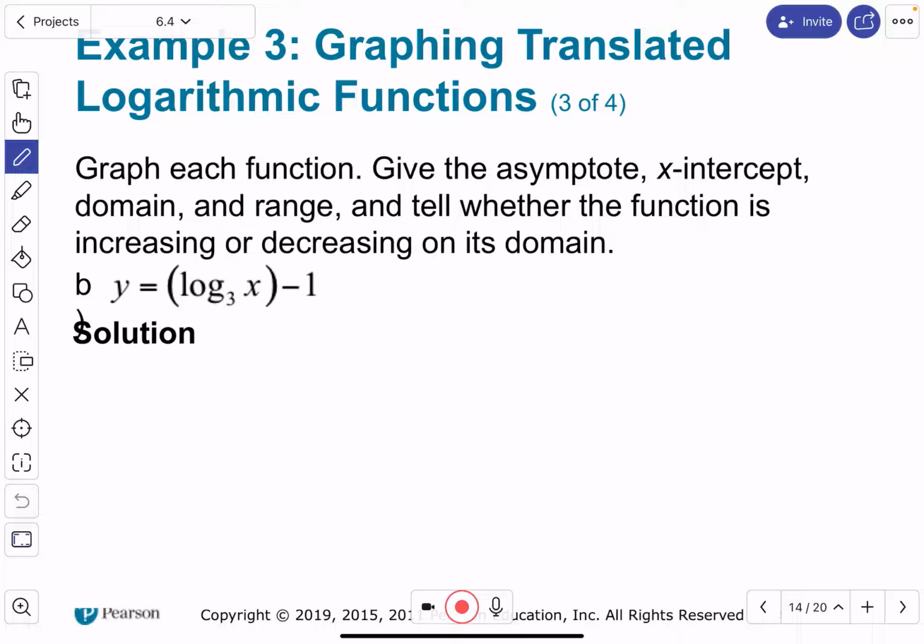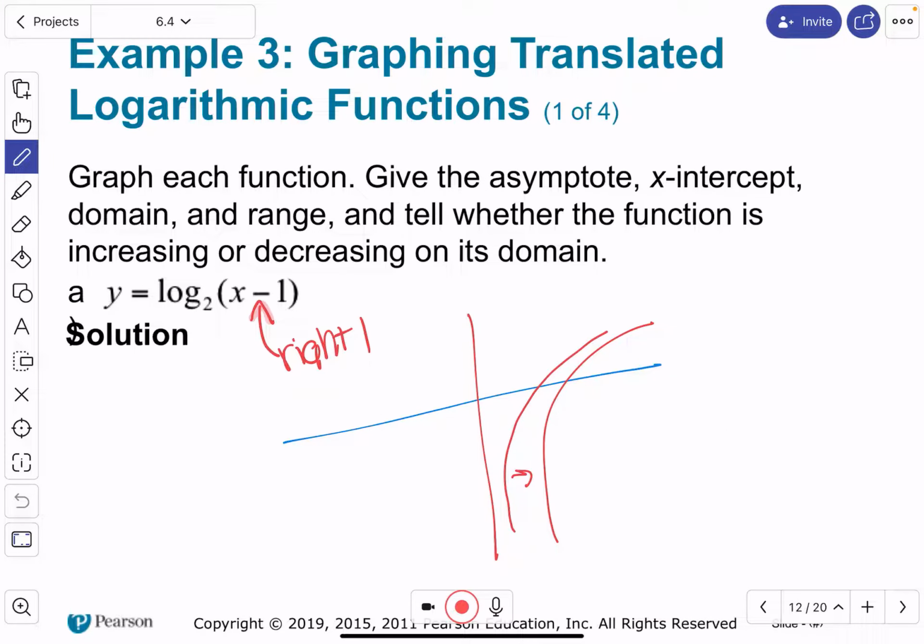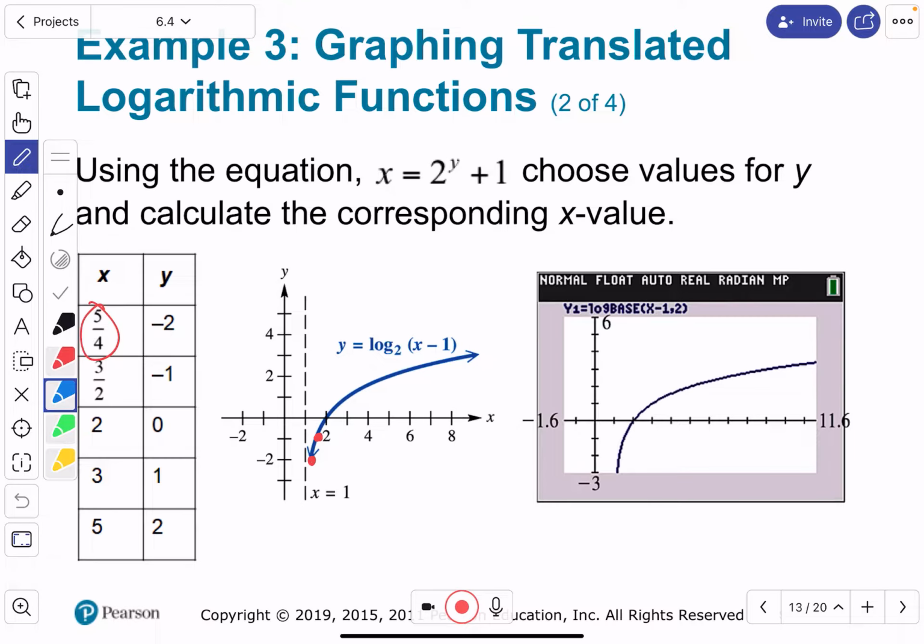It's going to go down 1. Good. It's outside the parentheses, so it goes down 1. So now I'm going to go back to this one and talk about the asymptote, the x-intercept, the domain and range, and if it's increasing or decreasing.